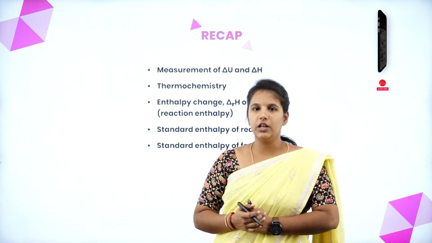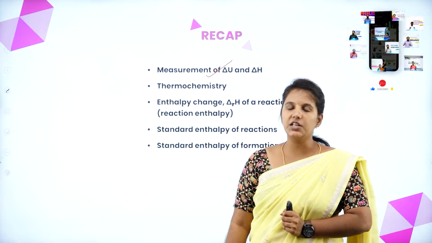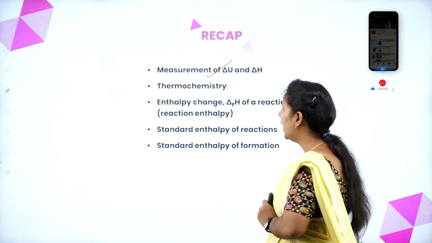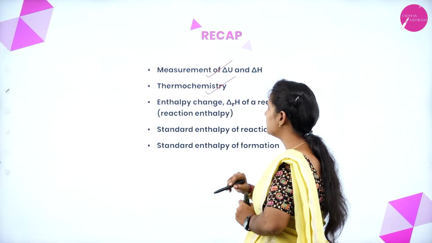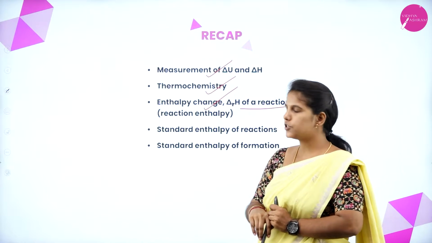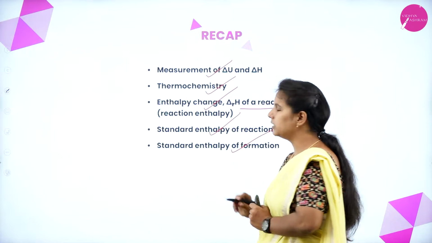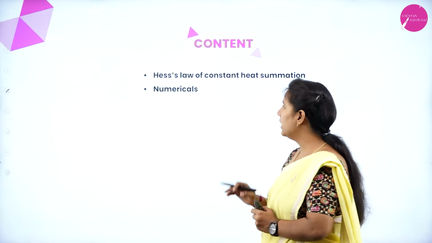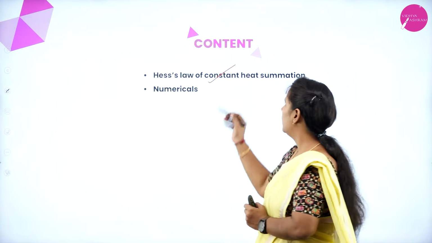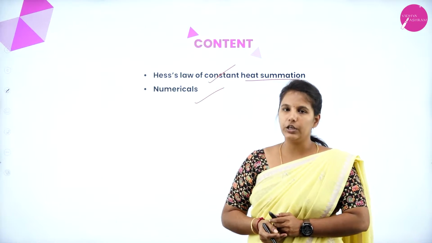In our last discussion, we discussed the measurement of change in internal energy and change in enthalpy using a bomb calorimeter as well as a calorimeter. We also learned about thermochemistry, the enthalpy change during a reaction, that is the reaction enthalpy, and the standard enthalpy of reaction and standard enthalpy of formation. Today, we'll move on to the next topic of this unit, Hess's law of constant heat summation, and we are also going to solve some numericals.